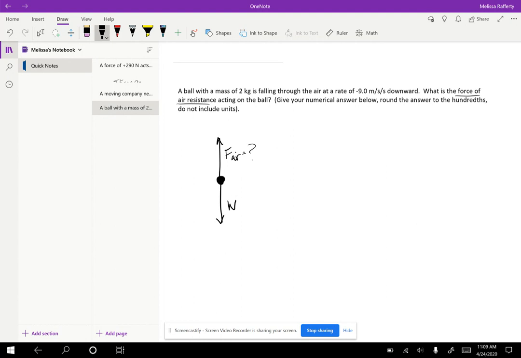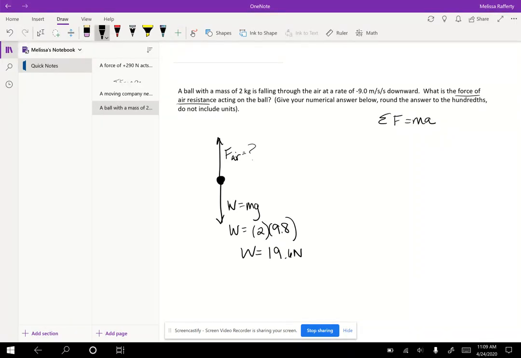Okay, step 2, remember, was to solve for the weight. So we have a mass of 2 times g, which is 9.8. So the weight of this ball is 19.6 newtons. Okay, and then step 3 is to use our net force equals ma equation to solve for what we're missing.